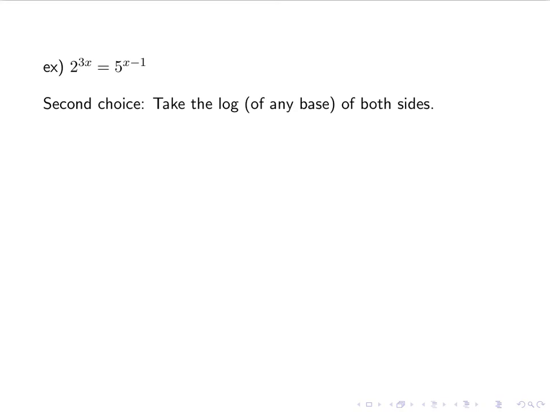So the second choice is to take the log of any base of both sides. The base you want to choose has to be something in your calculator. So you're going to either choose log base 10 or ln. In this case I'm using ln. So 2 to the 3x equals 5 to the x minus 1 becomes ln of 2 to the 3x equals ln of 5 to the x minus 1.